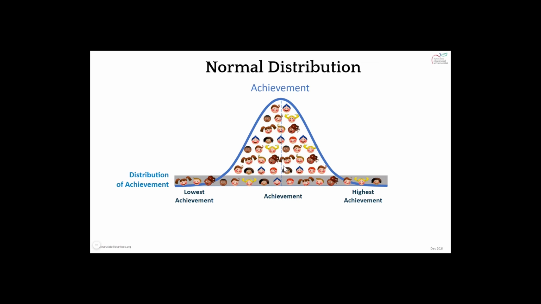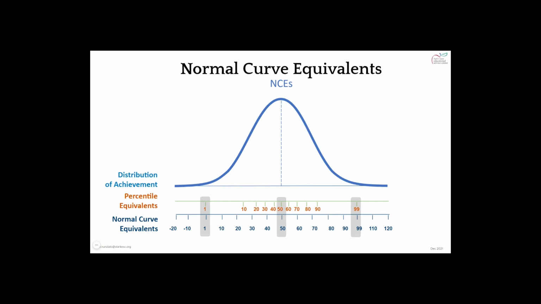But everyone else is kind of bundled together, and there is really no way to see and measure because there are no consistent intervals. Because of that, we changed the bell curve into what's called the normal curve equivalents, or NCEs. If you notice, the NCEs line up at 50 and 50, the 99th percentile with the 99th NCE, and the 1st percentile with the 1 NCE.